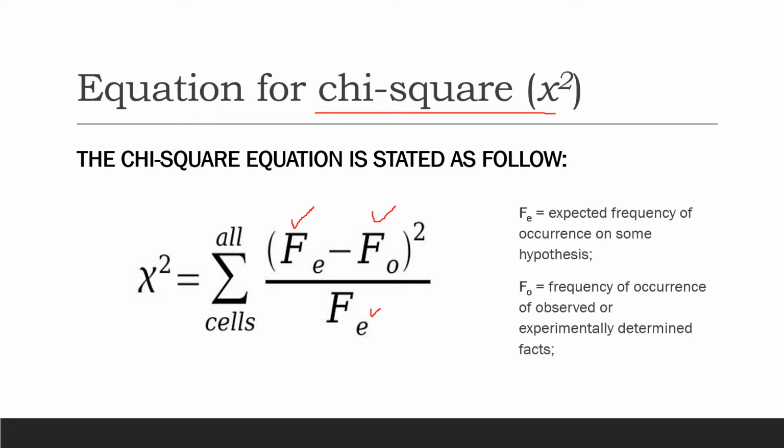We can use this formula for one group, two groups, or sometimes a 2 into 2 contingency table, or more than a 2 into 2 contingency table. So this is the basic and universal formula or equation for chi-square.